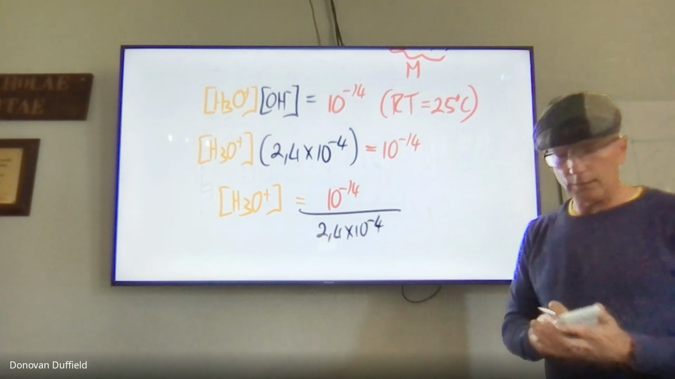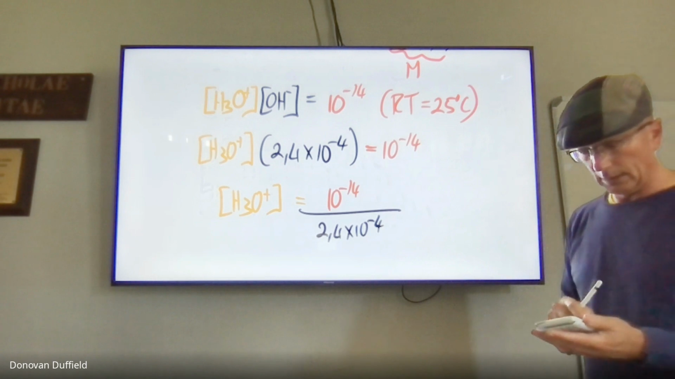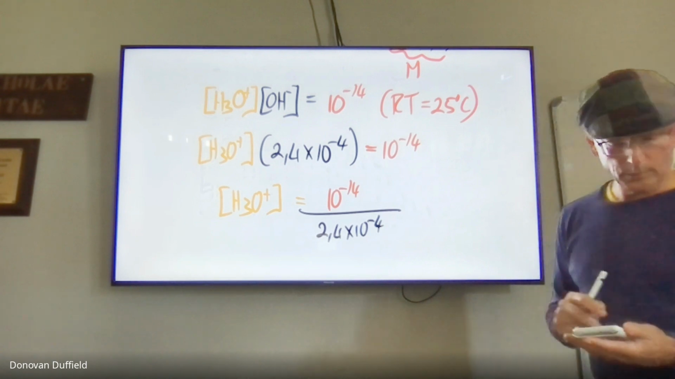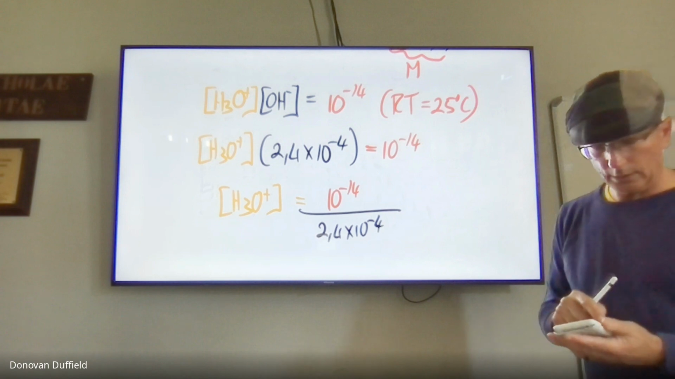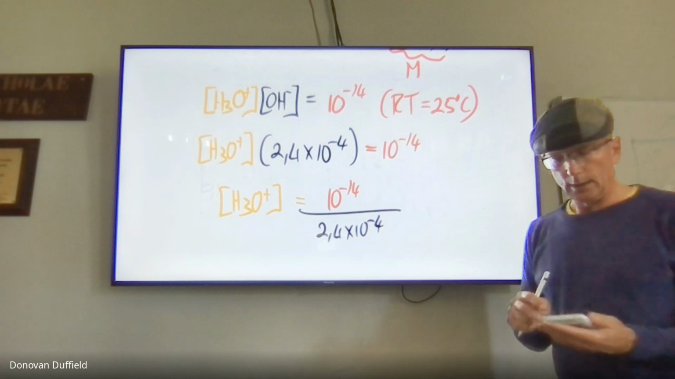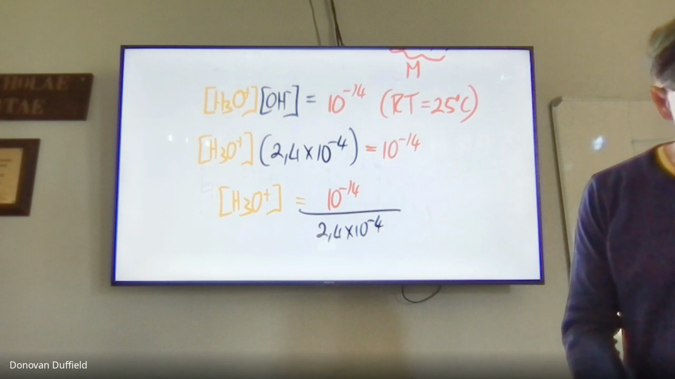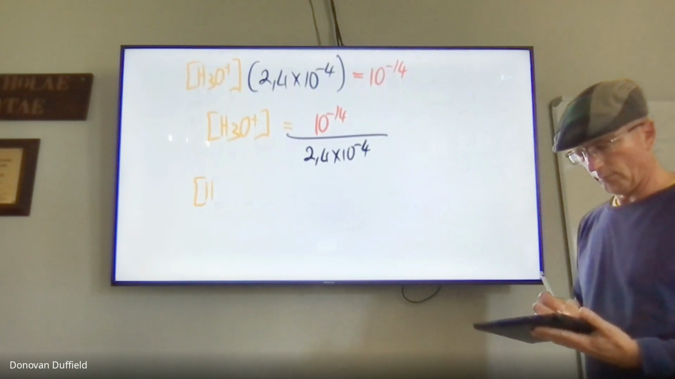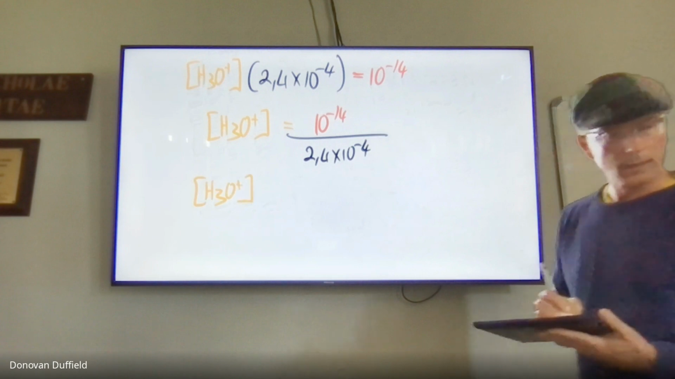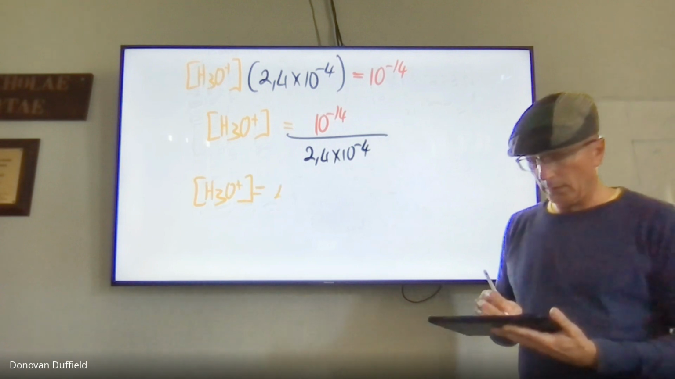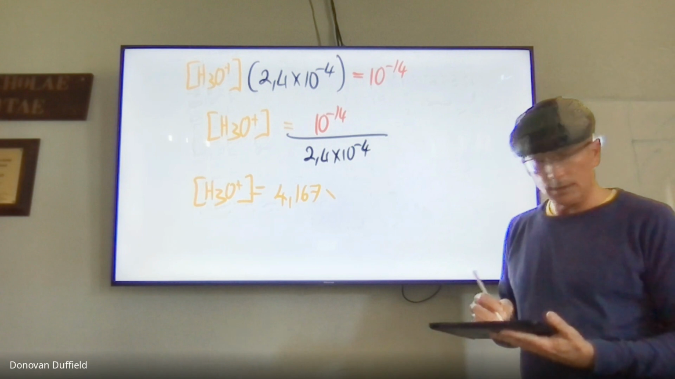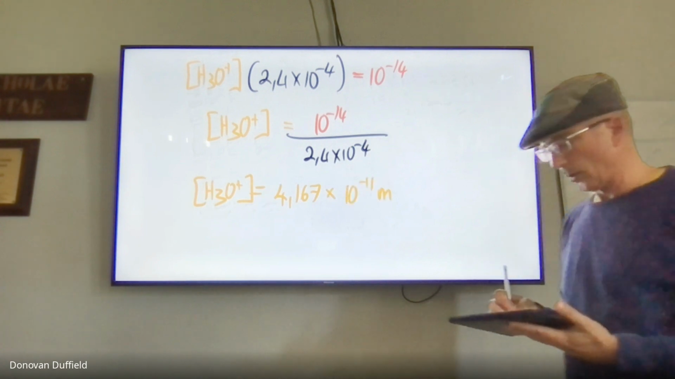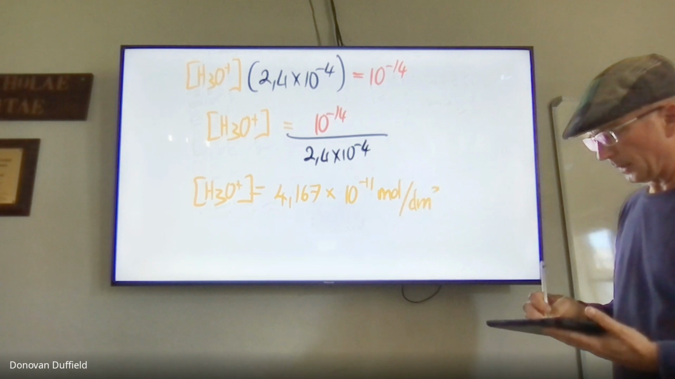And that is going to give us the following. Divided by 2,4 times 10 to the negative 4. And that's going to give us that the hydronium ion concentration is 4,167 times 10 to the negative 11 mole per cubic decimeter cubed.